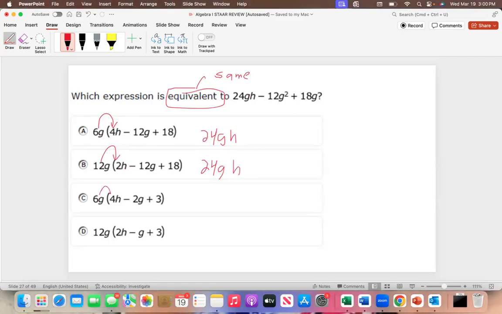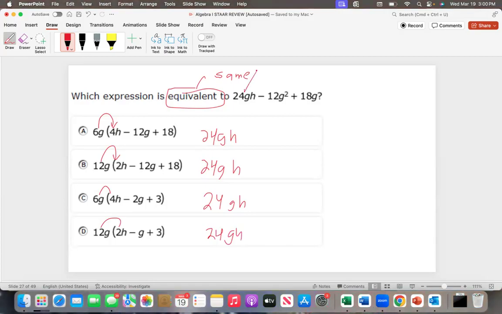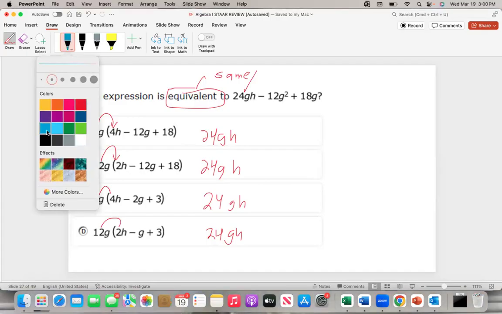The second one, 6 times 4, still 24. And they too have a G and an H. And then the last one, 12 times 2 is still 24. And they both have a G and an H. So we're going to put a check mark. All of them have that one so far. Let's look at the next one.